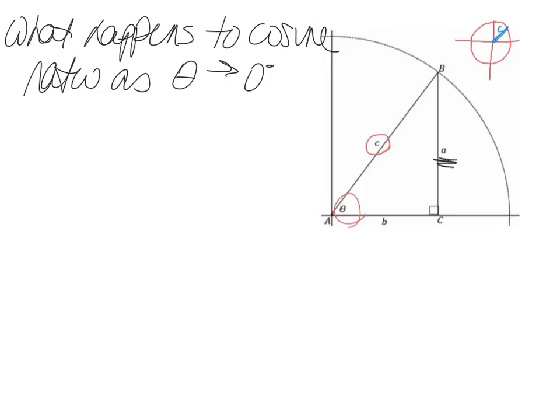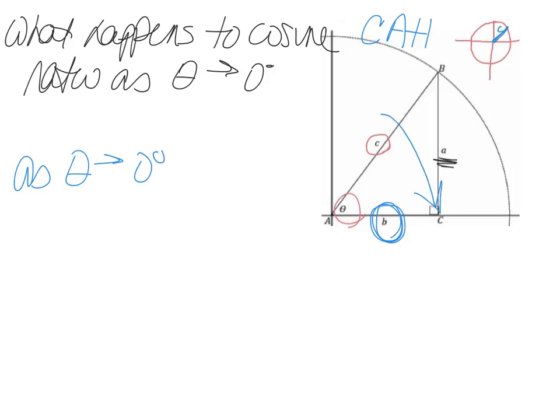Next, what happens to the value of the cosine ratio as theta approaches 0 degrees? Let's look at what's happening to the adjacent side, because cosine is adjacent over hypotenuse. As theta approaches 0, as we bring our angle down, B increases, approaches 1.